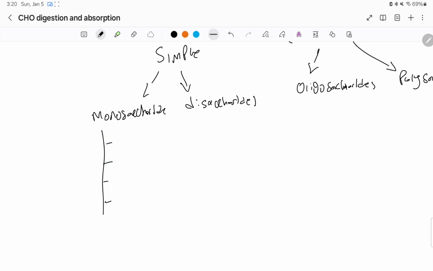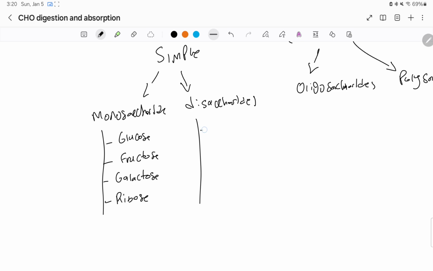And there's about 4 of them. One being glucose. Everybody knows glucose. The next one is fructose, which is a natural sweetener. And we also have galactose. And then finally, one more is ribose, which we actually use for DNA. Okay, so those are your monosaccharides.